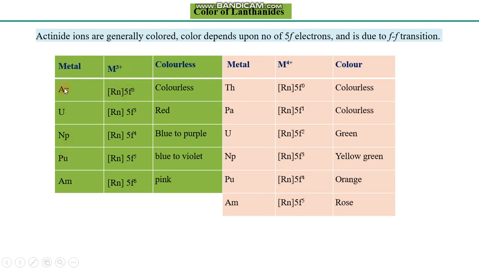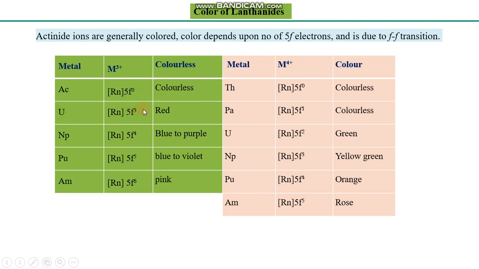Now coming toward exact examples, actinium is in plus 3 oxidation state. We have to discuss these five representative metals. In plus 3 oxidation state, there are no electrons in the 5F subshell of actinium, and the system is colorless. Since there are no electrons to excite between two levels, the system will be colorless.